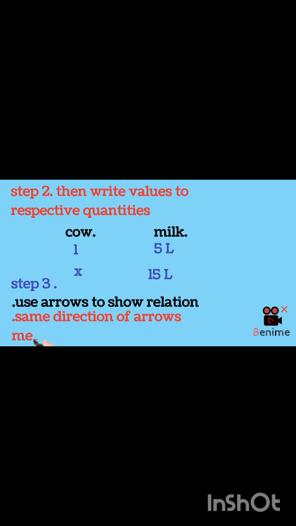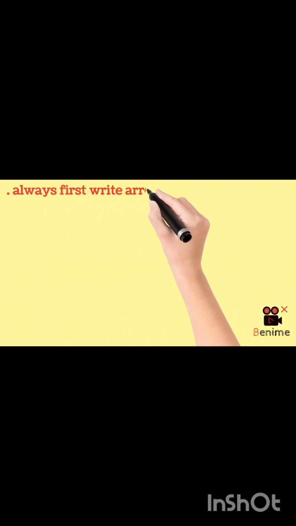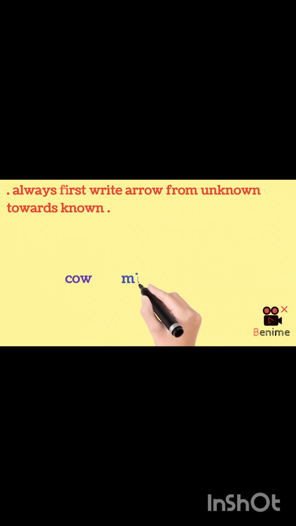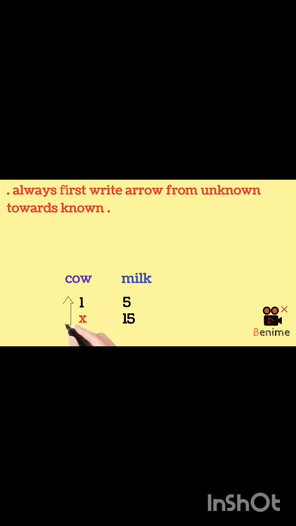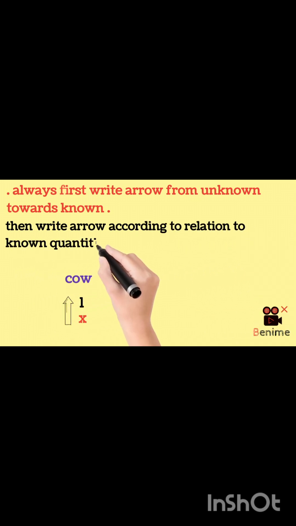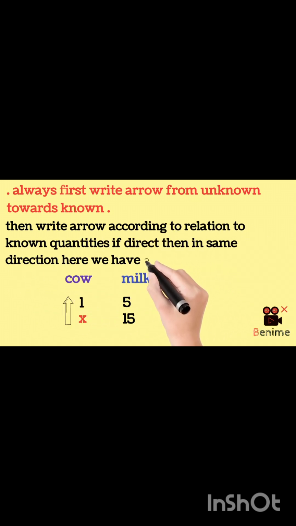If they are directly related, the arrow will be in the same direction. We draw arrow from unknown upwards. Then by relating milk with cow, we see that if one cow gives 5-liter, it means that 15-liter milk will be given by more cows, so both quantities increase. The relation will be direct and the arrow under milk will be in the same direction as the arrow under cows.